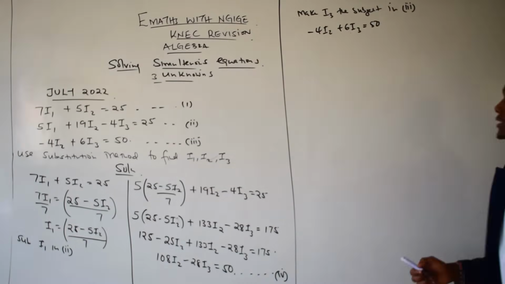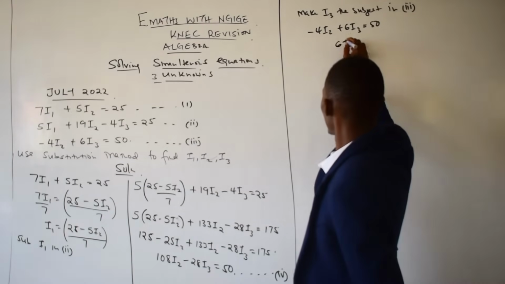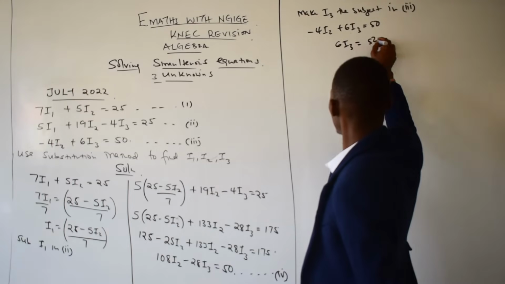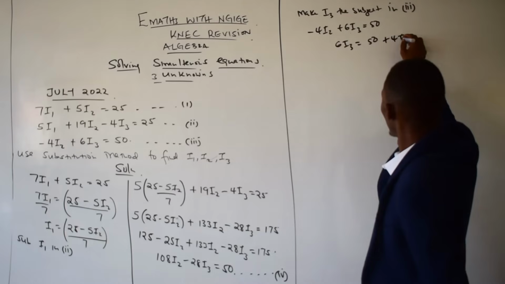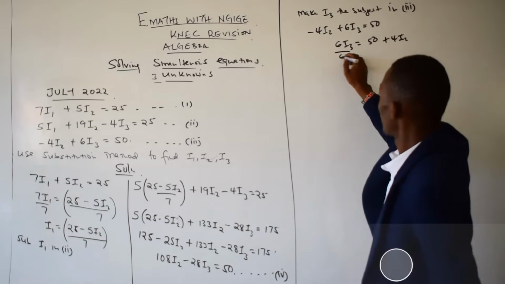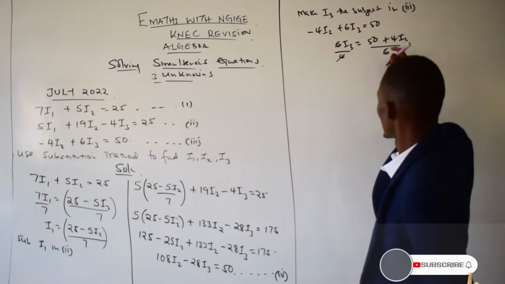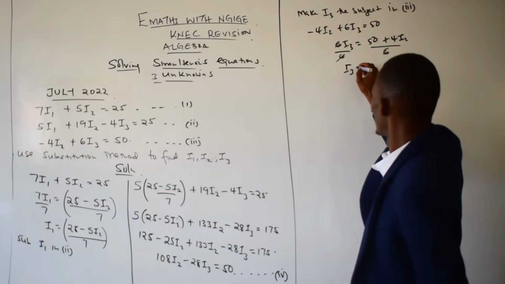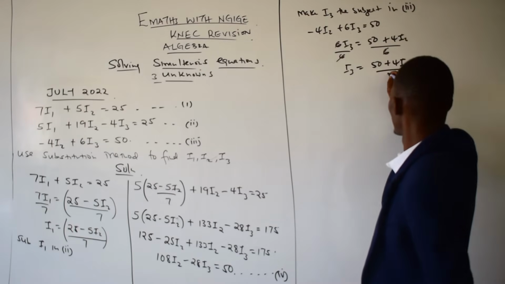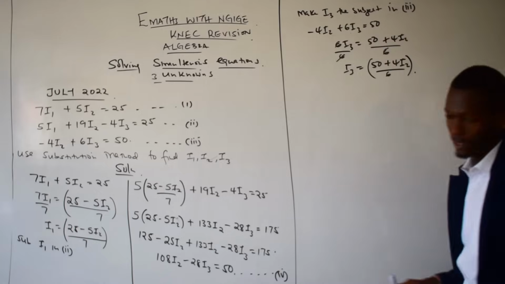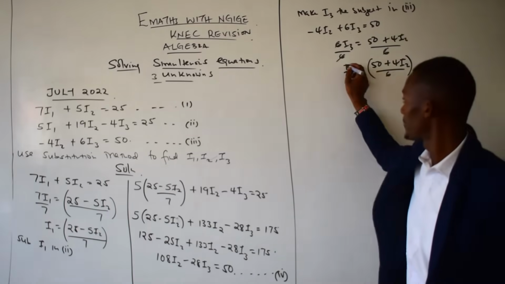So we make i3 the subject. So we take negative of 4i2 to the other side. So we shall have 6i3 gives us 50. Then this one is a negative, goes to the other side, becomes a positive of i2. Then you divide by 6, you divide by what? By 6. Don't cancel that. So i3 gives you 50 plus 4i2, then divide by 6. So now you have your expression for i3.